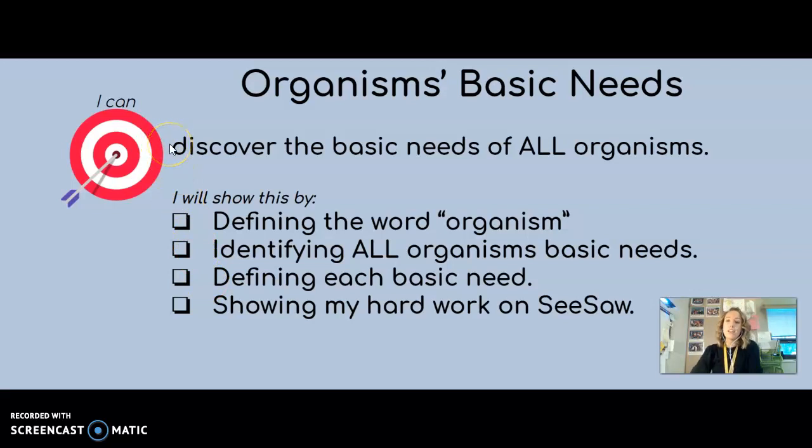So the target is telling you what's going to be happening today, the big picture. These little check boxes here are telling you how you're going to get this done.